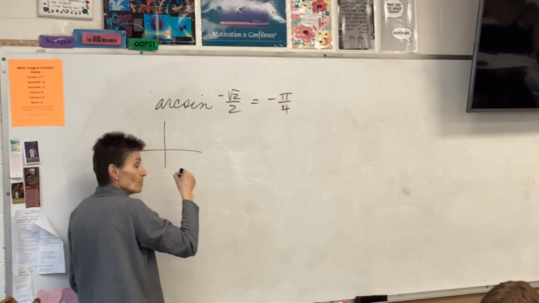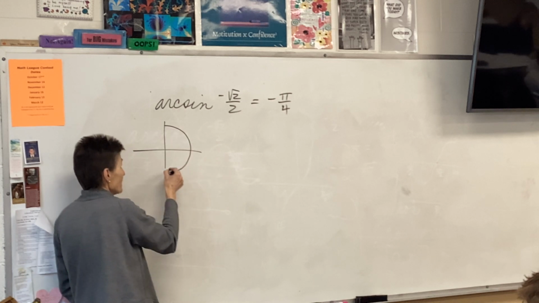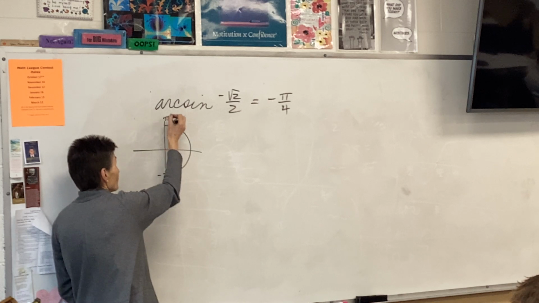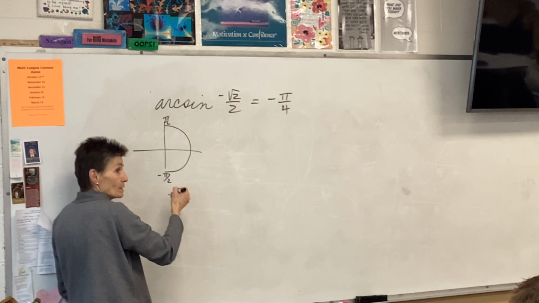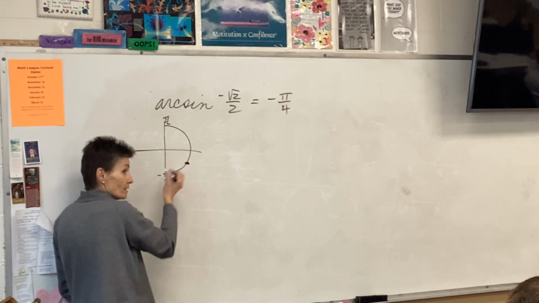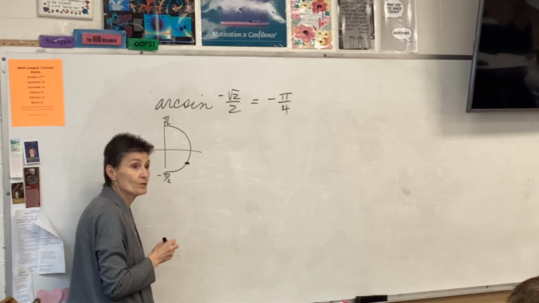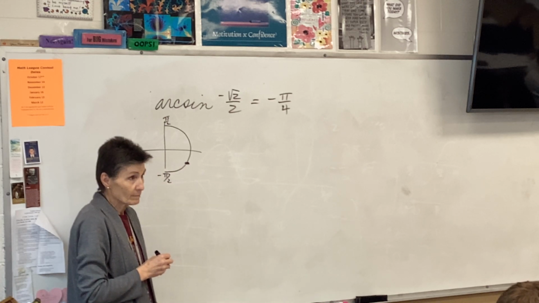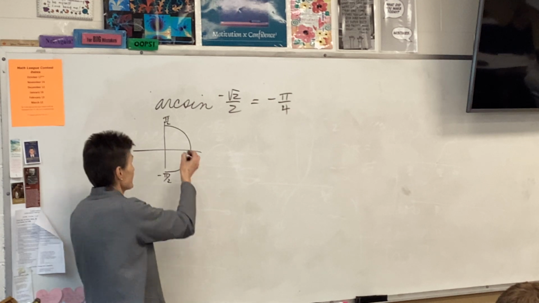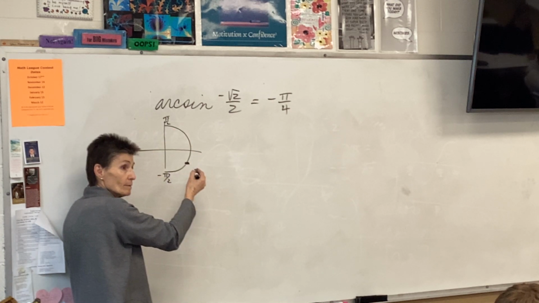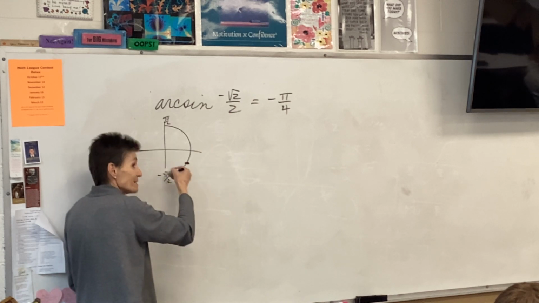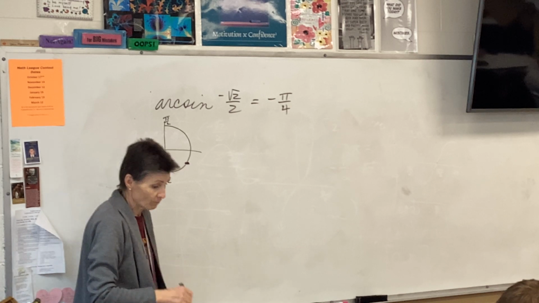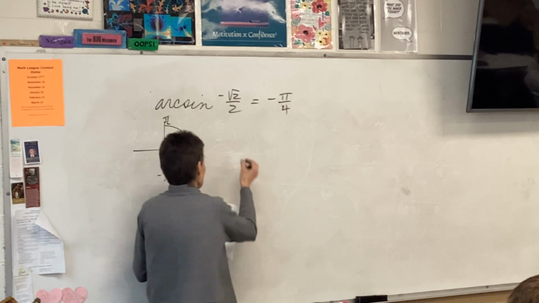I'm not sure what all went through Oscar's mind, but remember, arc sine is only defined over here between negative pi over 2 and pi over 2. That's it. If it's a negative sign, it's down here. If it's root 2 over 2, then you know it's a 45 degree or pi over 4 angle, right? You're not allowed to say 7 pi over 4. You have to keep it within this interval, so it has to be negative pi over 4. Beautiful, Oscar, beautiful.